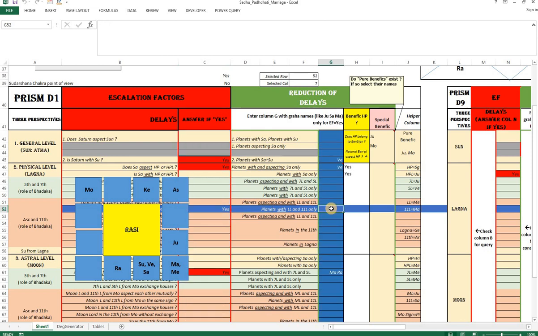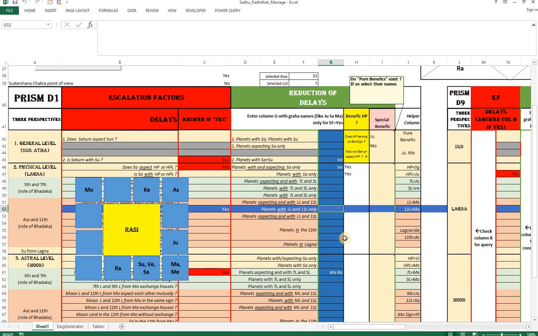So if there is no answer, just leave it empty. Planets with Lagna Lord and 11th Lord only. Lagna Lord is Mars, 11th Lord is Mercury. Lagna Lord is Mercury, 11th Lord is Mars. Are there any planets with these two? Nothing. Therefore, you can't answer anything there.